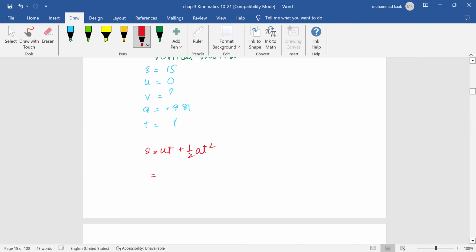So u is zero, so this whole factor will be zero. The 15 is displacement, and when you move it to that side, it will be just multiplied by 15, then divide that by 9.81 and take the root.